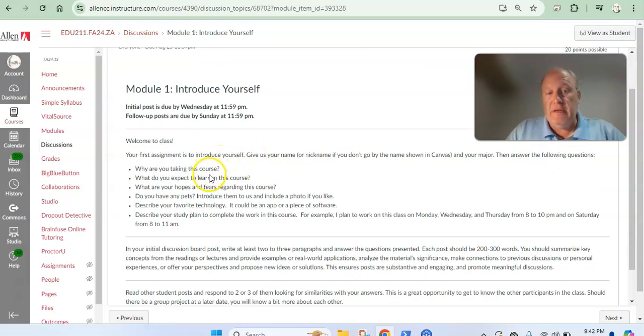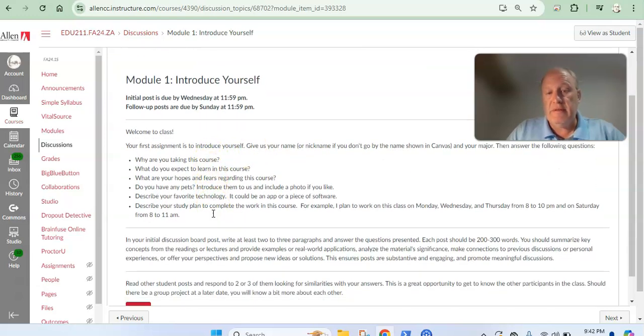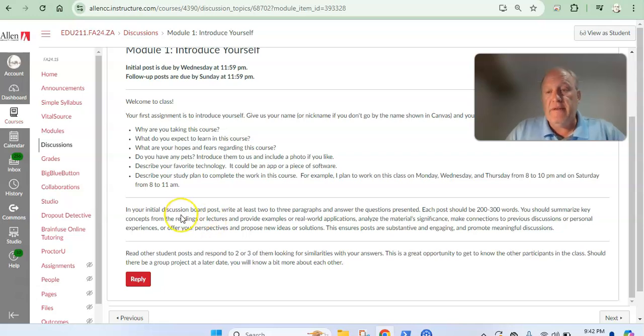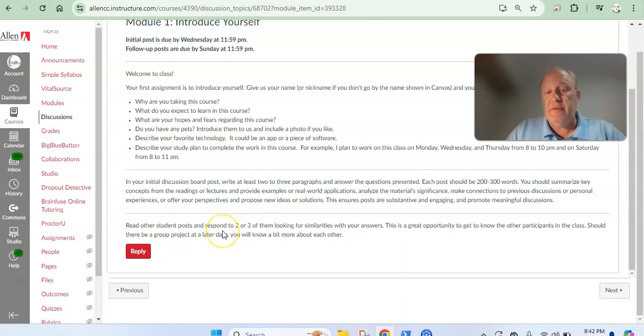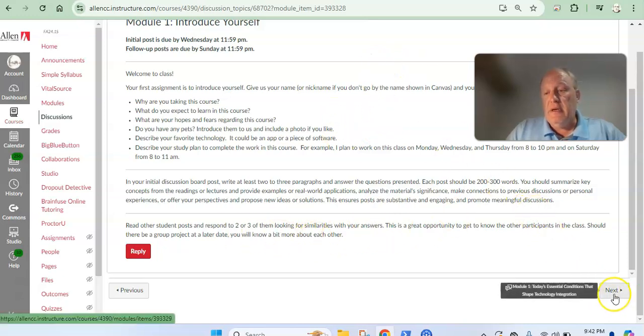Here are some prompts that you can address. Here is what I expect you to do in terms of your writing. You should write 2 or 3 paragraphs, approximately 200 to 300 words. You should summarize your key points, things like that. And then right down here, I expect you to respond to 2 or 3 of your classmates. So read them and respond to 2 or 3 of them, and you'll be in good shape. So that's the first discussion. Every week you'll have about 2 usually, and later in the course you'll only have 1.